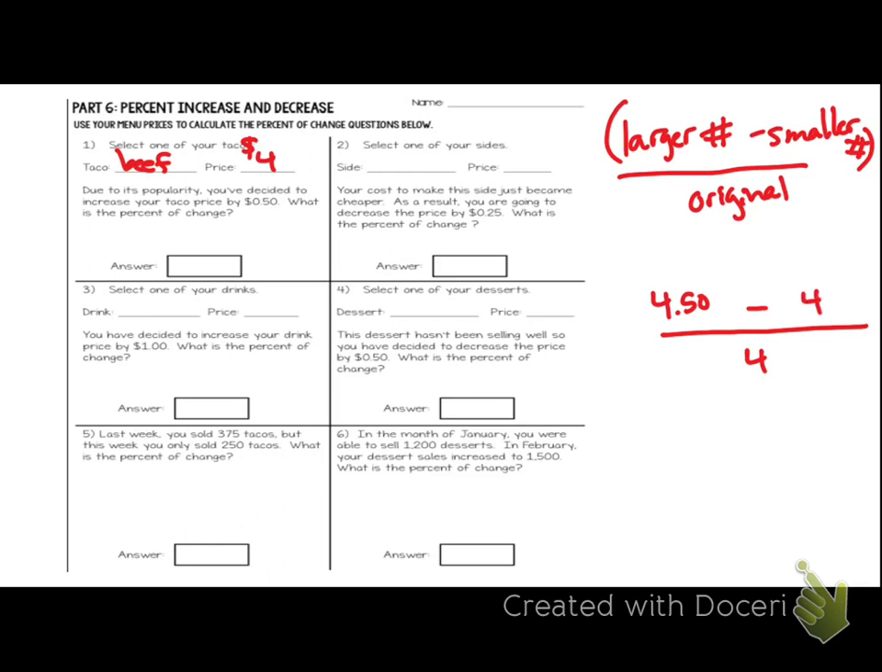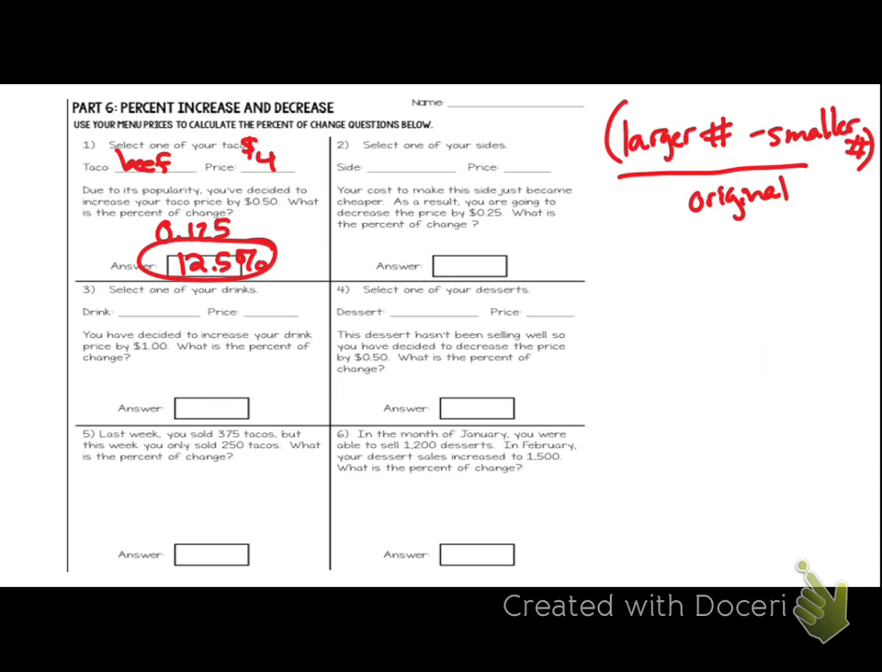So we go through, we do the math. We see that we get 0.125 on our calculator. We have to slide the decimal twice to the right. So our final answer should be 12.5%. Okay? We're not going to do all of them, but this is pretty standard. We'll do one or two more.